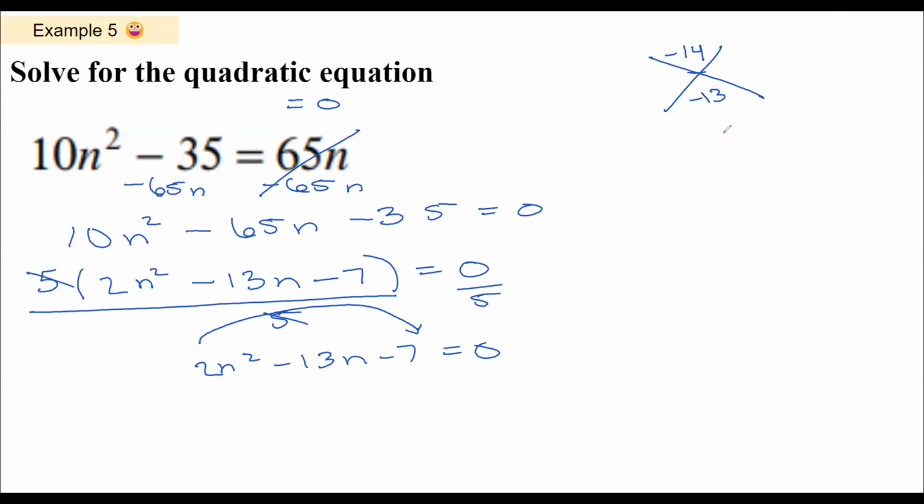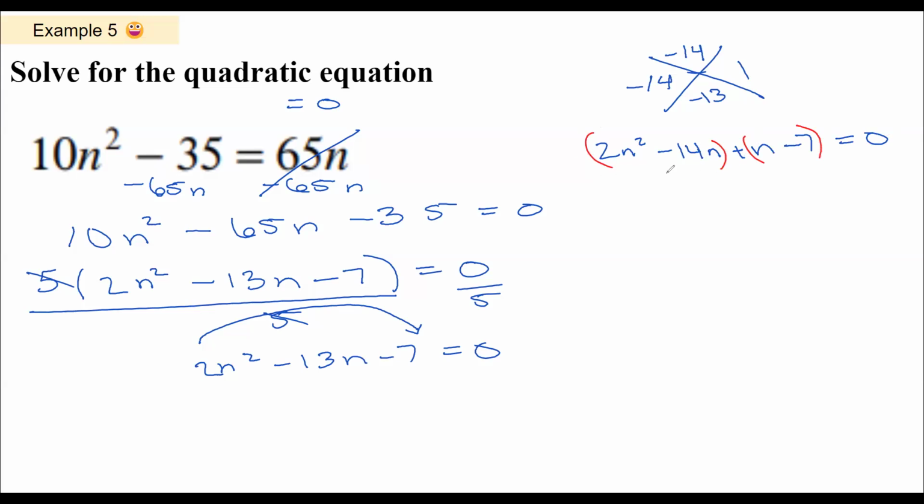Negative 14 and 1 add up to negative 13. Now, much better. 14 and 1. So what do we do with those two values? We split that middle term: 2n squared minus 14n plus n minus 7 equals 0. Then we what?